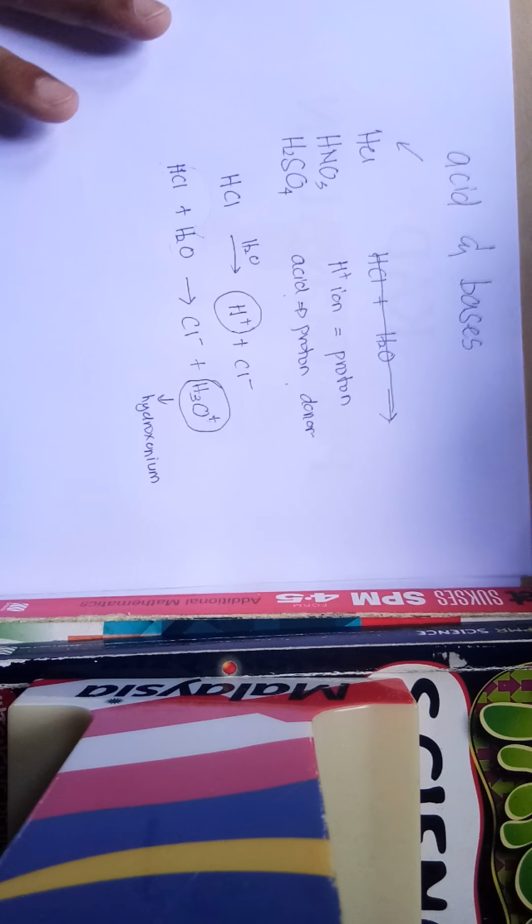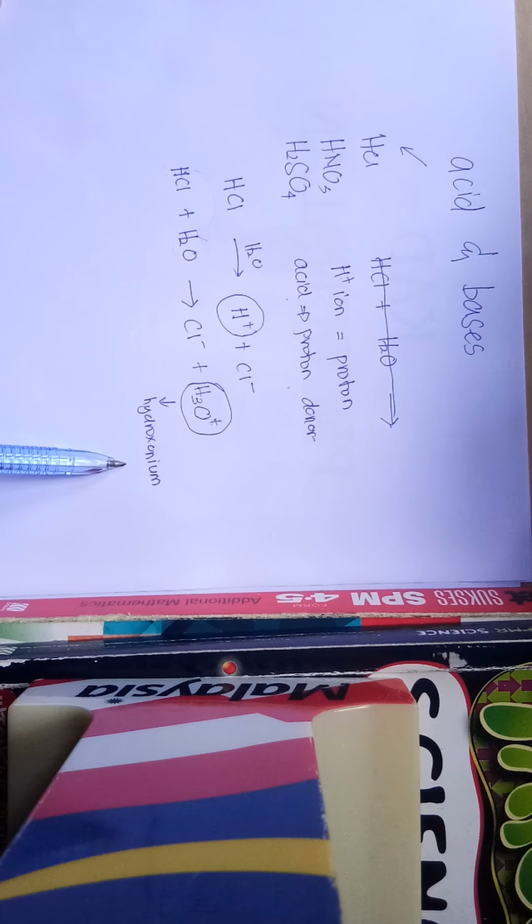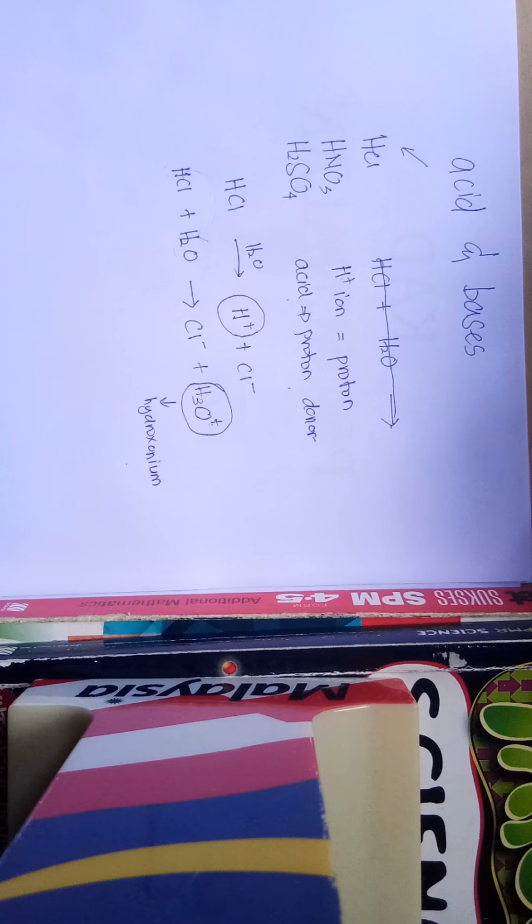Hydronium ion. So for the definition of acid, you can say it is a proton donor because it donates hydrogen ion, or you can say it ionizes in water to produce H plus ion or to produce hydronium ion. They are the same thing. So to understand acid, it must have H plus ion, or we can say it's a proton donor because it will produce H plus ion.